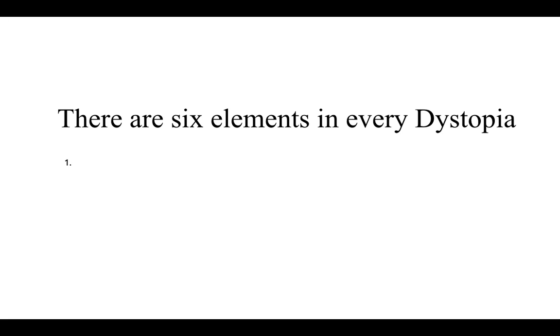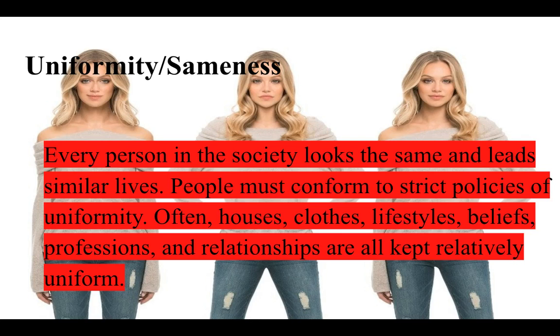Now, there are 6 elements in every dystopia. The first thing that you'll notice about dystopian stories is they have a uniformity, or a sameness. Everything is kind of the same. Every person in the society may look the same and lead a similar life. People have to conform to strict policies of uniformity. They have to do the same thing. Often you might see houses, clothes, lifestyles, beliefs, professions, which are jobs, and relationships, all kept relatively uniform. So that's the first one.